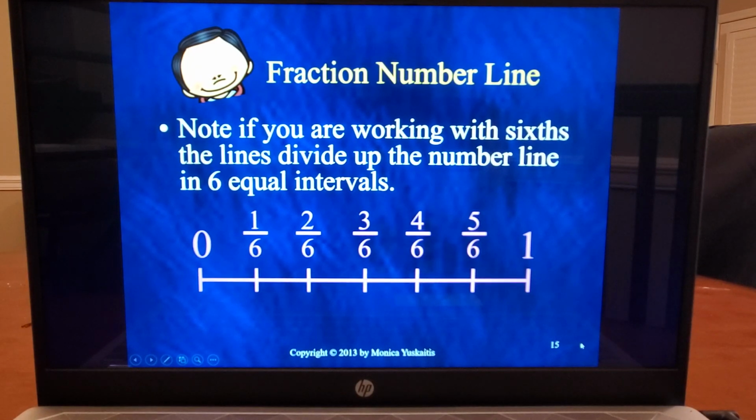All right, boys and girls, I hope this helps you to better understand fractions on a number line. Make sure that you are not counting the number of lines, you are counting the number of hops or the number of spaces that are represented between the 0 and the 1 on the number line. 1 space, 2, 3, 4, 5, 6. So this line is divided into 6.